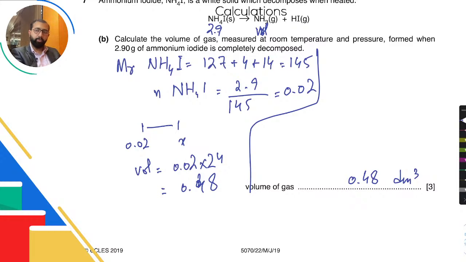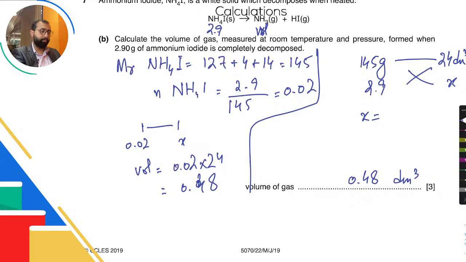Now, if I wanted to use the ratio method, again, I have ammonium iodide on one side, ammonia on the other side, but for ammonia I'm going to use volume. Ammonium iodide has 145 grams, 1 mole, produces 1 mole ammonia, which is 24 dm cube. I have 2.9 grams. It produces x dm cube. Cross multiply. Every time I do this, I get happy because of the method. Okay, 0.48.